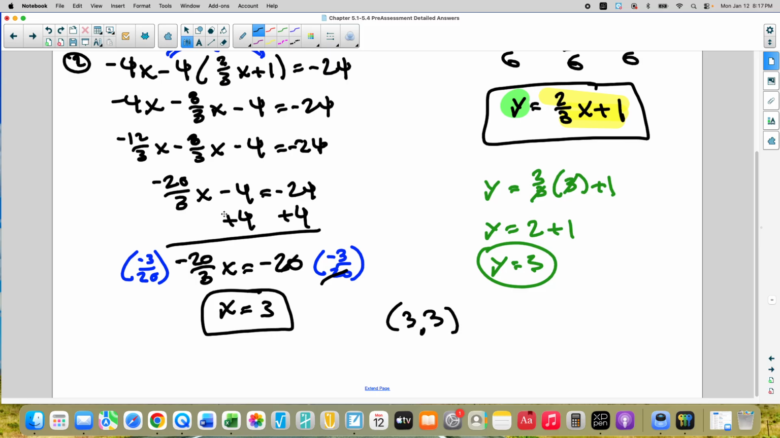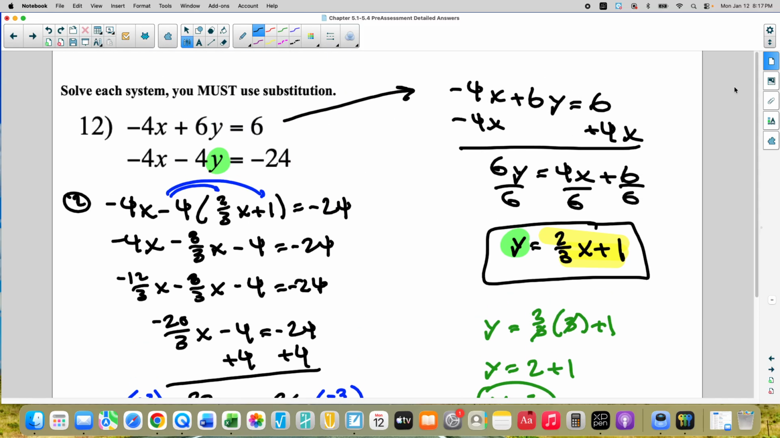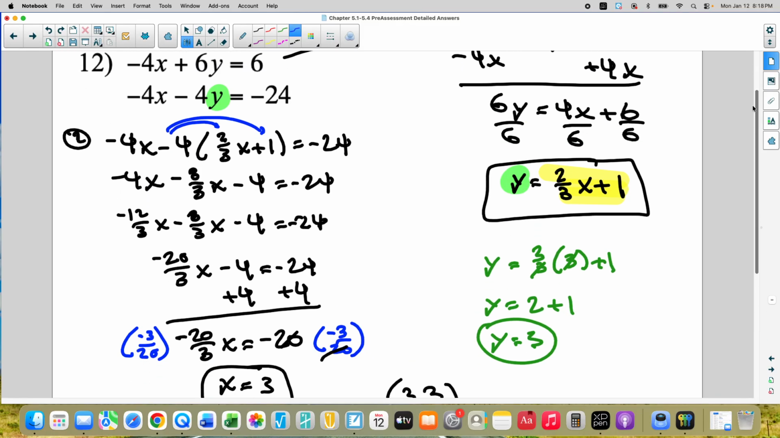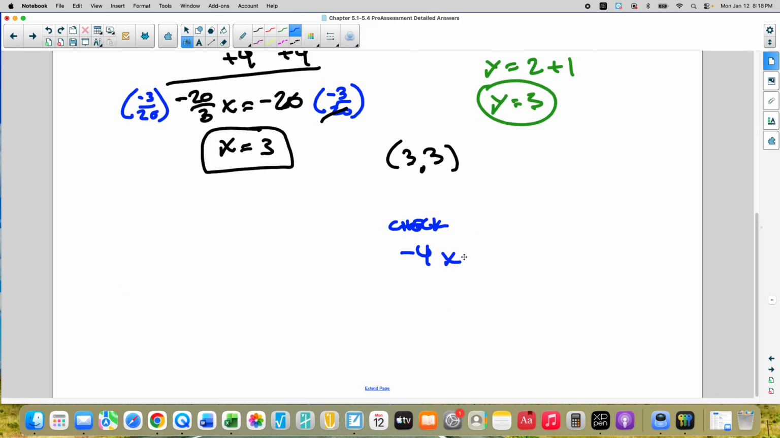And we'll check using the left equation. We've already used, which one did we use? We used this one. So we use the bottom one. We'll check the bottom, using -4x minus 4y equals -24. So let's plug in those values. (3, 3). Looks very similar to a problem we did earlier.